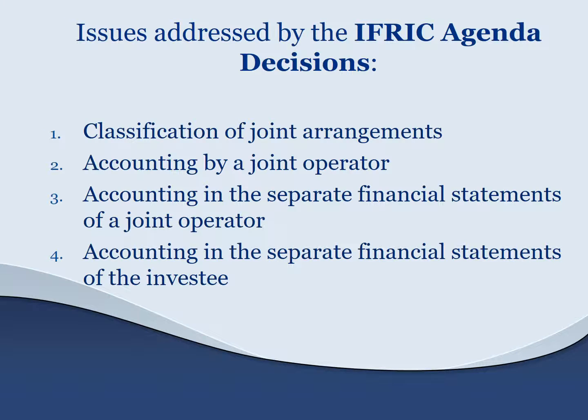So in summary, these are the IFRIC Agenda decisions that were made as they relate to joint arrangements. The first being relating to the classification of joint arrangements and what is meant by rights over assets and liabilities and the impact of using different structures with respect to the execution of joint arrangements, the impact of using options for the acquisition of output, and other elements that impact the classification of joint arrangements.